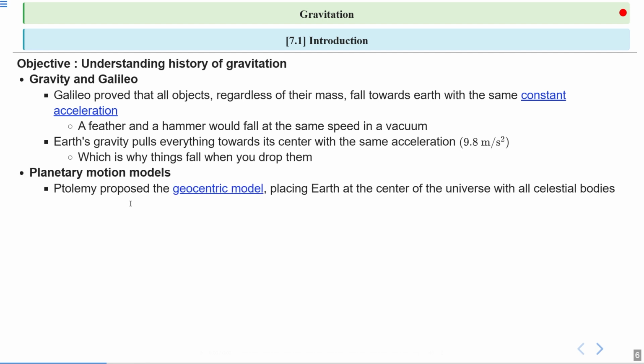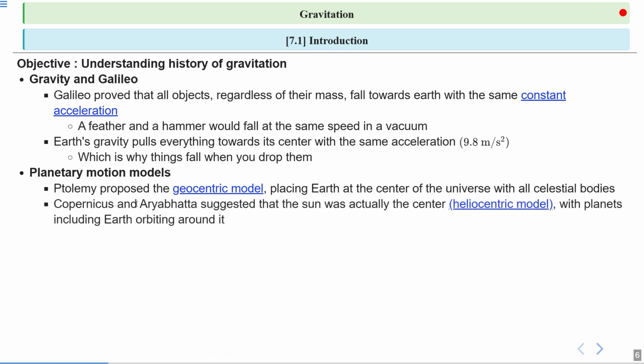Ptolemy proposed the geocentric model, placing Earth at the center of the universe with all celestial bodies. Copernicus and Aryabhatta suggested that the Sun was actually the center, the heliocentric model, with planets including Earth orbiting around it. This heliocentric model was later proven correct.